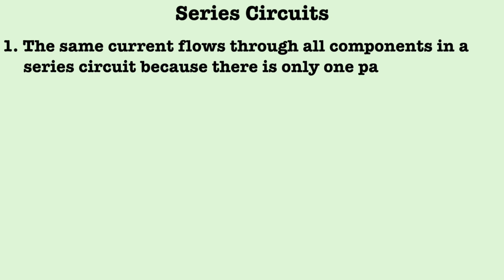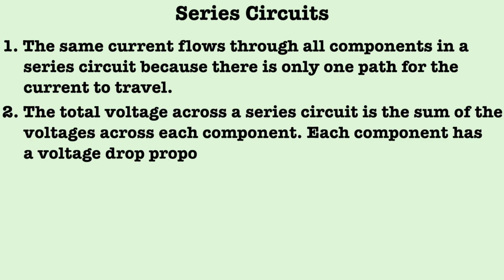So first is the series circuit. The same current flows through all the components in a series circuit because there is only one path for the current to travel. The total voltage across the series circuit is the sum of the voltages across each component. Each component has a voltage drop proportional to its resistance.